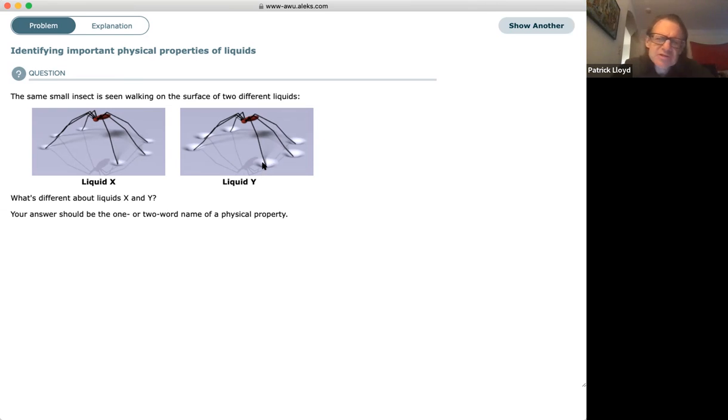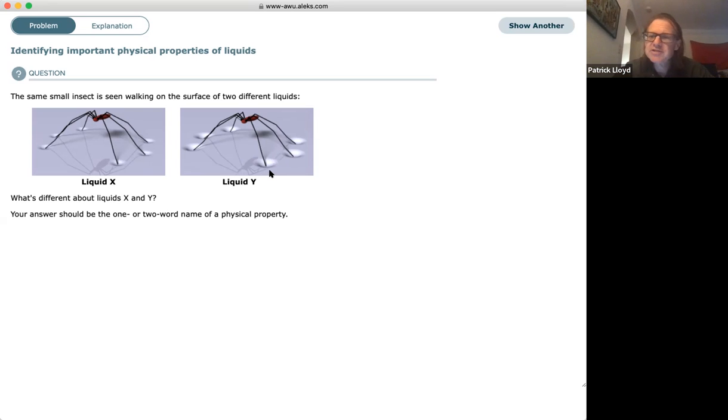Now you might think maybe it has something to do with density. So it could be related to density in a sense, but this is an example of what we call surface tension. Surface tension is a resistance of the surface of a liquid to being displaced or pushed away. So what's happening here is in liquid Y, the liquid has a lower surface tension. So the insect with the same weight is able to push more of that liquid away to depress it.